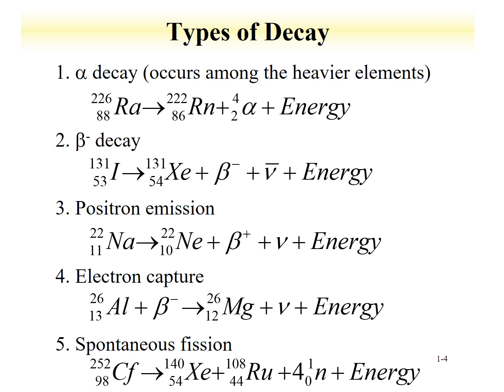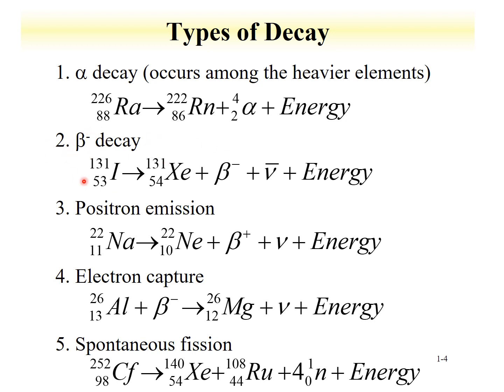Alpha decay, which we've already discussed, occurs among the heaviest elements. An example here is radium-226 that decays by an alpha that makes radon-222 and then energy. So energy is a common component of every alpha decay, and of every particle decay. This energy is actually the conversion of mass into energy. So E equals mc squared.